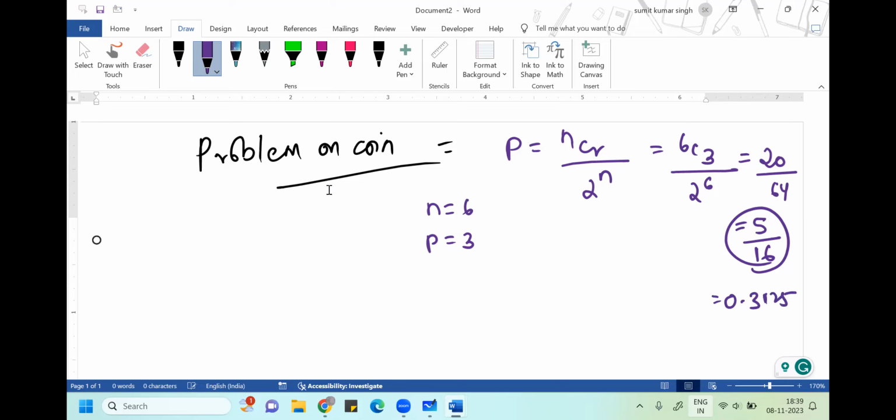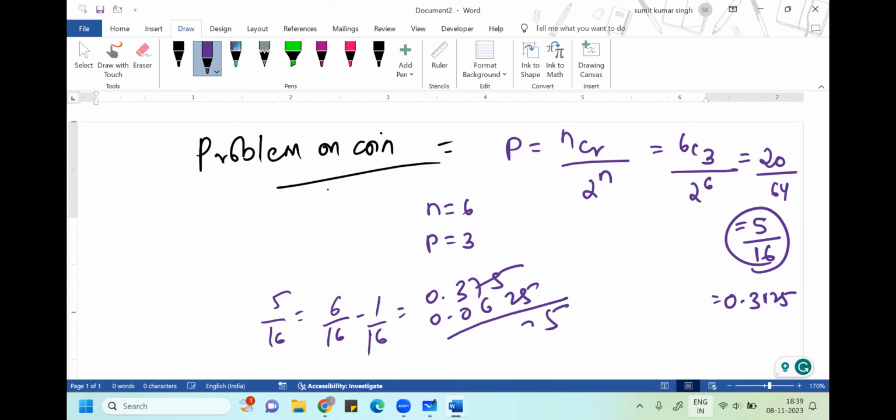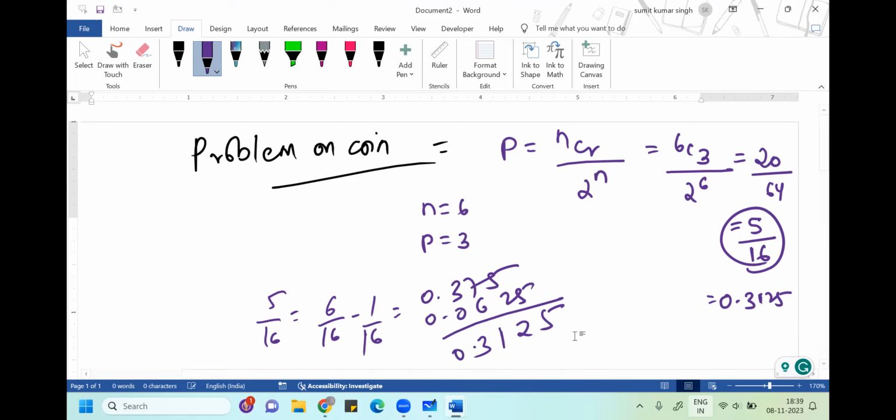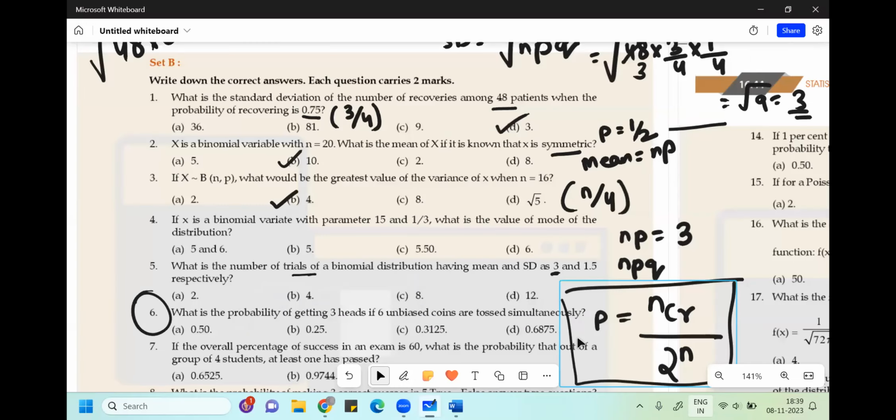Let me check that. 5 by 16 is 6 by 16 minus 1 by 16. 6 by 16 is 0.375, and 1 by 16 is 0.0625. So this would be 0.3125. Clear, everyone? So if they give you a fraction, well and good. If they're not giving a fraction also, you should know.